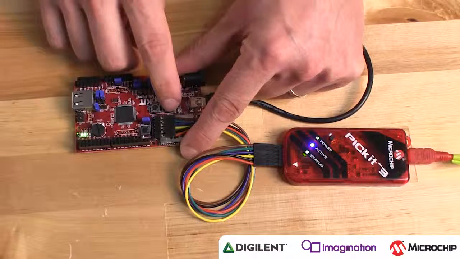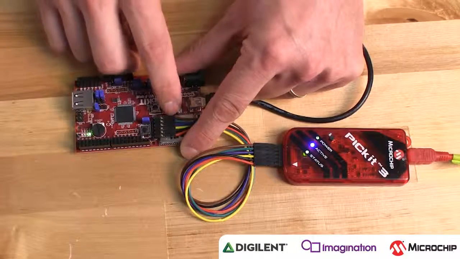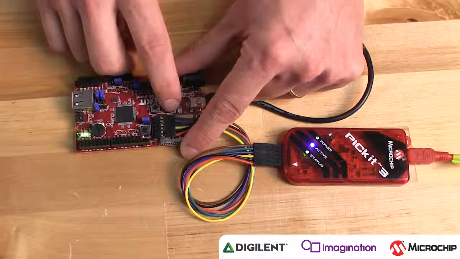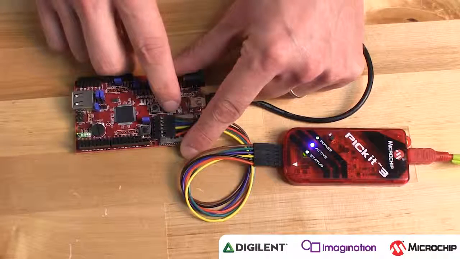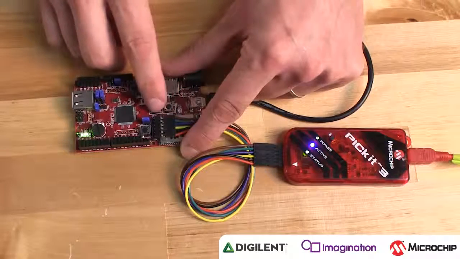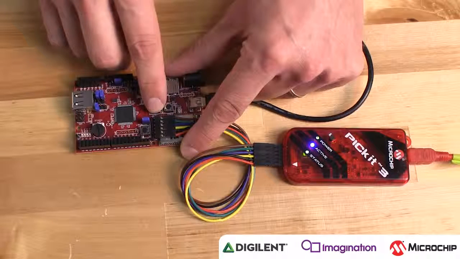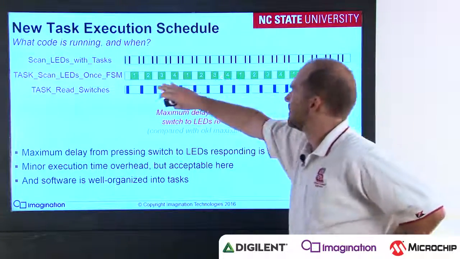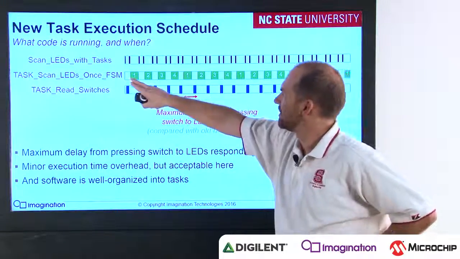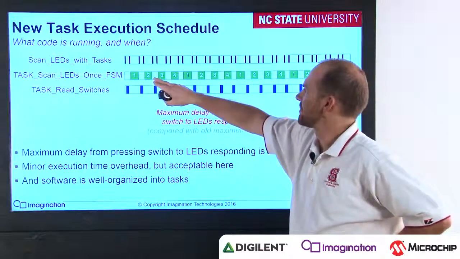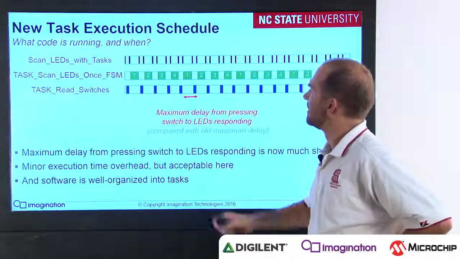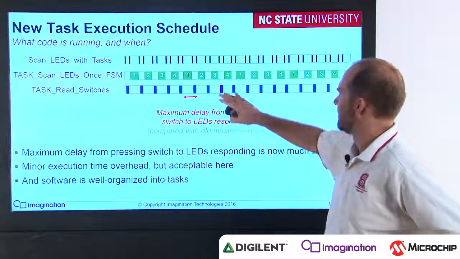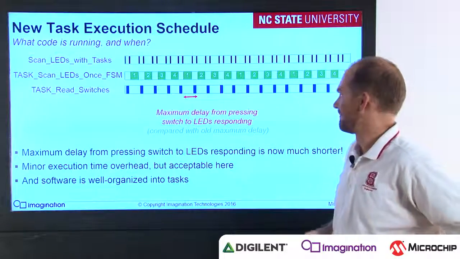So here, we'll look when the first LED is lit, we press the switch, we get a fast response. We don't have to wait for the last LED to be changed. So this is much more responsive. And we see the improvement in turning off the LEDs as well. The finite state machine code gives us much better response because the scan LEDs once FSM function, which used to take a long time to run, now is much faster, so we're able to check the switches much more often. And this cuts down on the response delay.